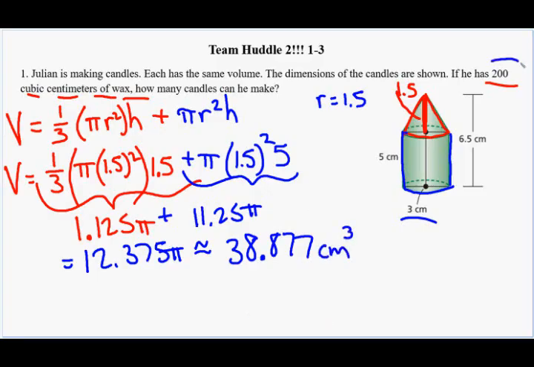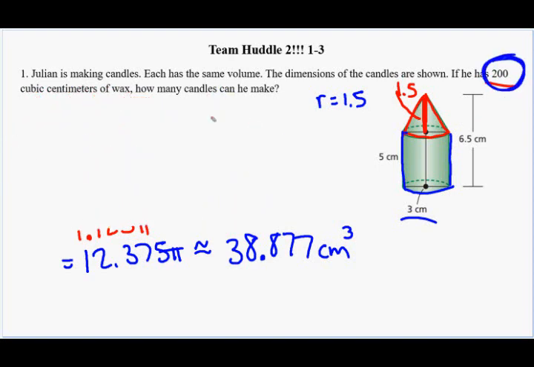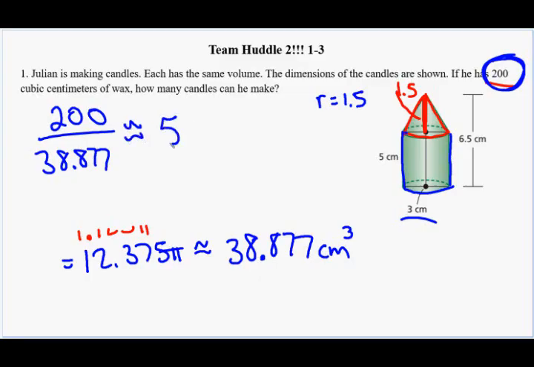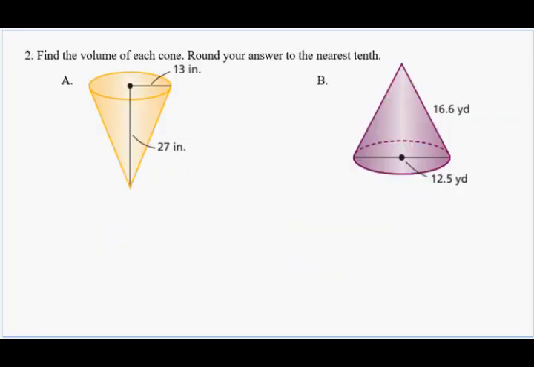So if he has 200 cubic centimeters of wax, let me erase up here, get a little more room. So he's got a total of 200 cubic centimeters. Each candle is 38.877. When you divide that out, you get roughly 5.14. So in a case like this, in this applied problem, we would round down. Nobody wants 0.14 of a candle. So we can say he can make 5 candles with the wax that he has on hand.